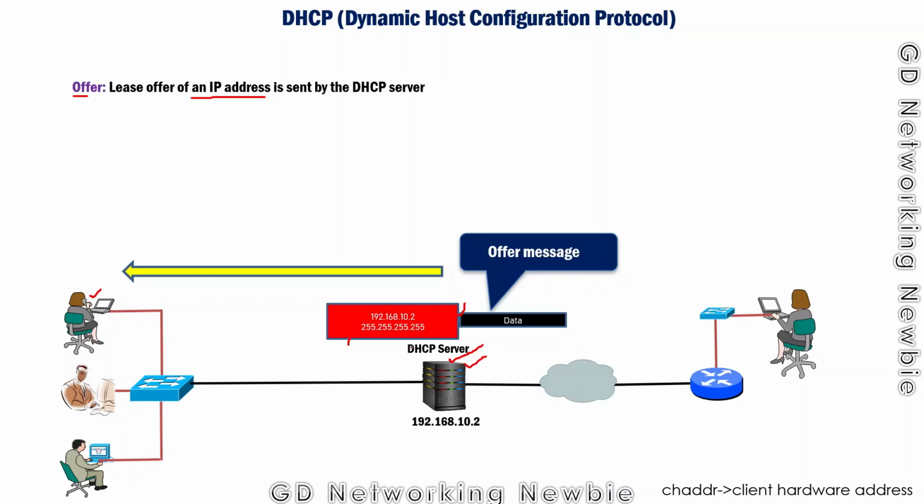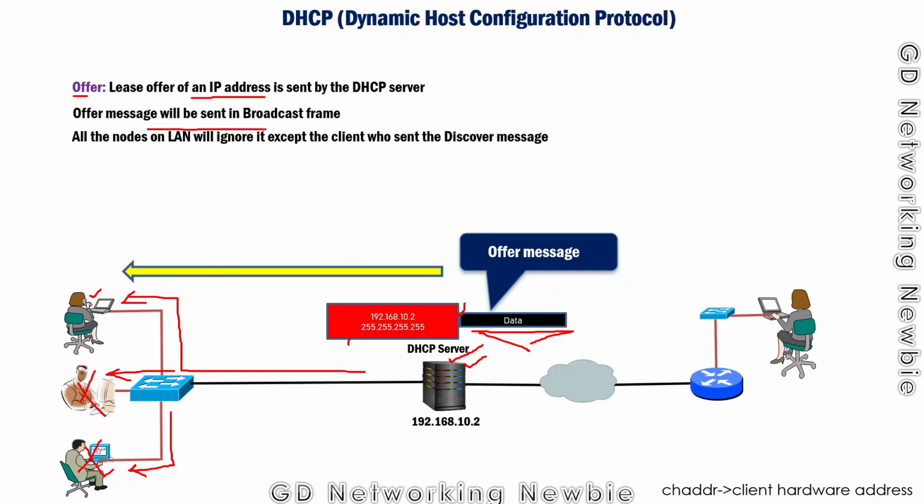It means this offer message will be sent not only to the requesting client, but all other nodes available on the network will receive this offer message as well. But only this client will accept it; others will reject it, because in the payload there will be some information about the client, that is the client hardware address. Because of that, everyone will receive it, but only this client will process it further.